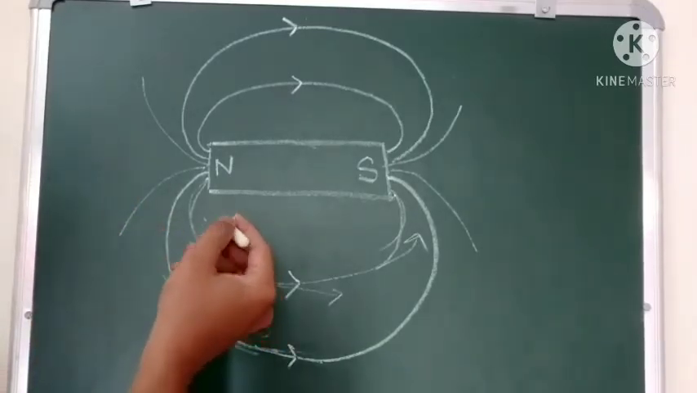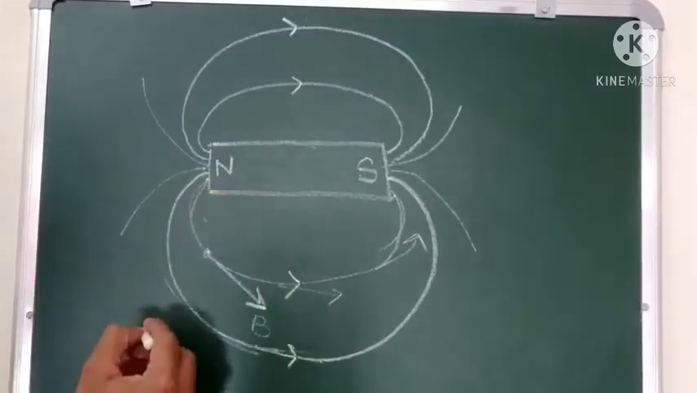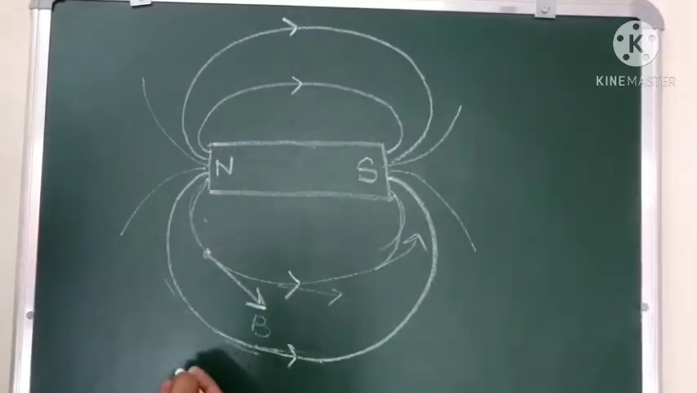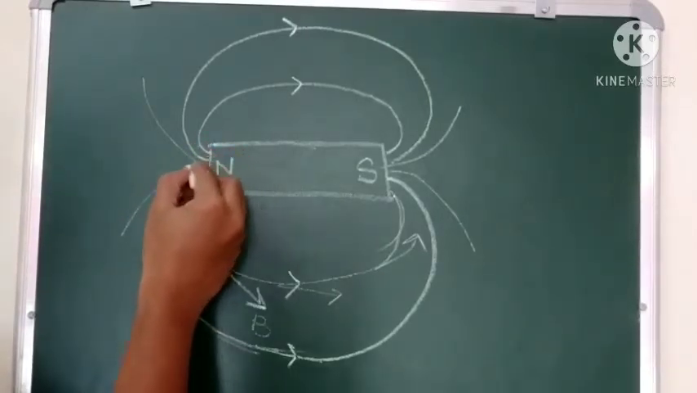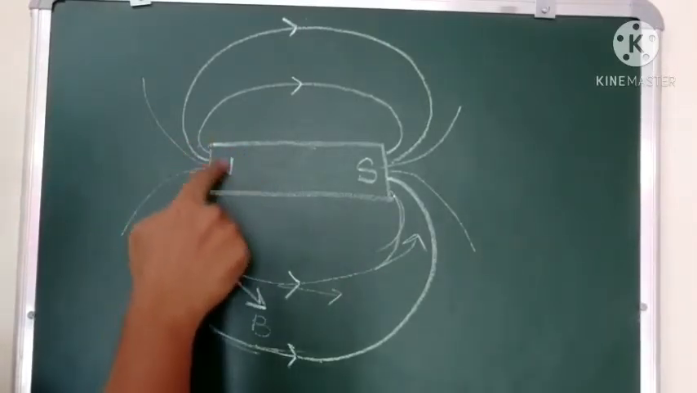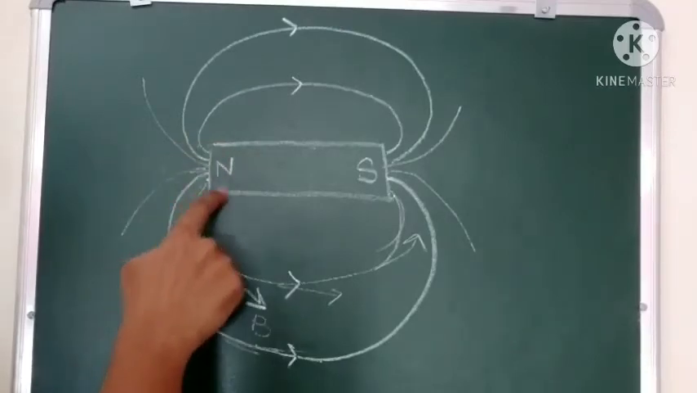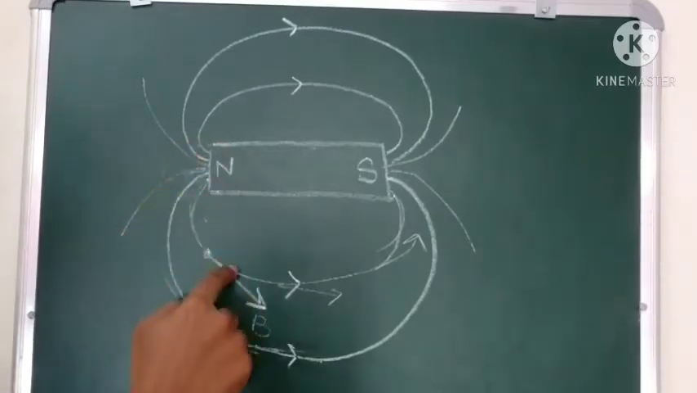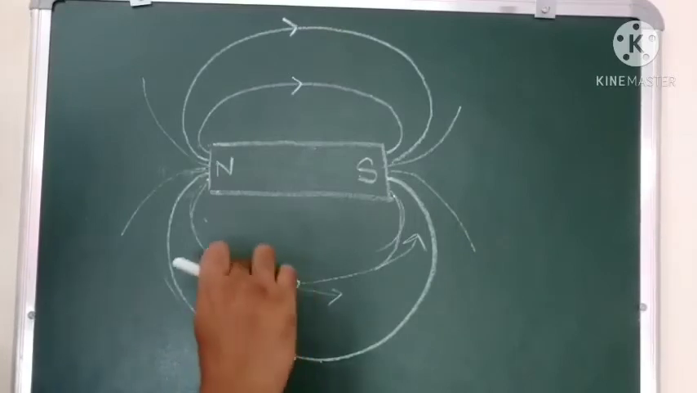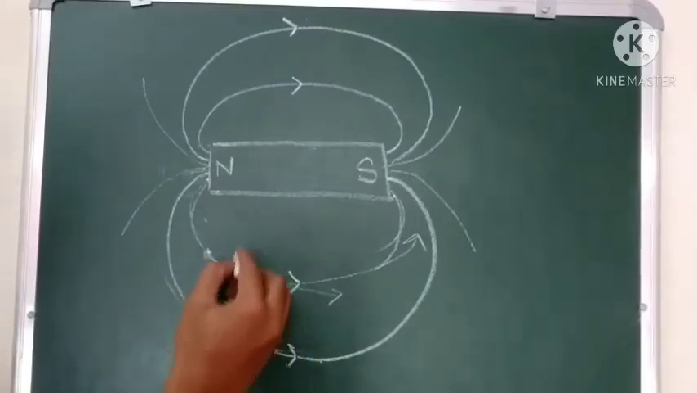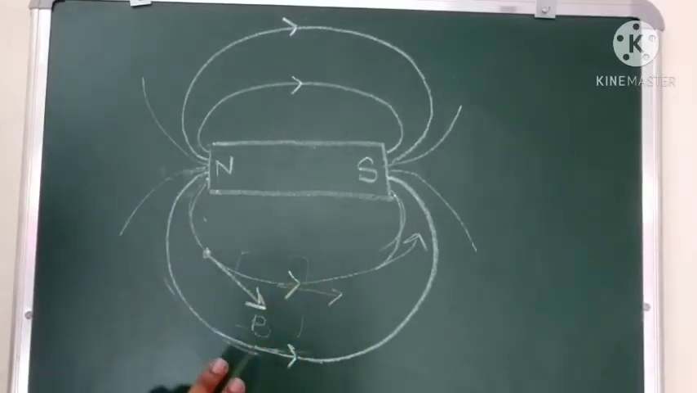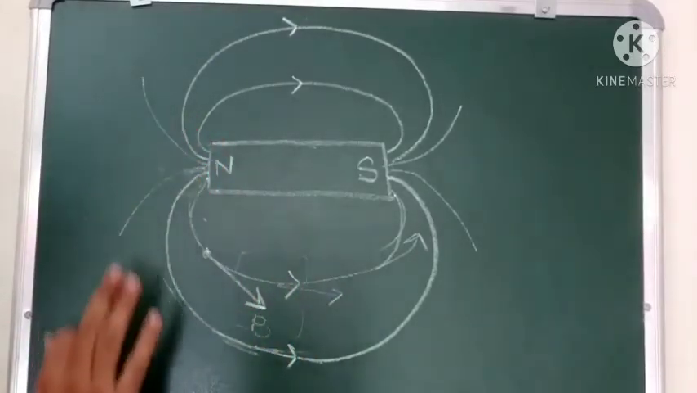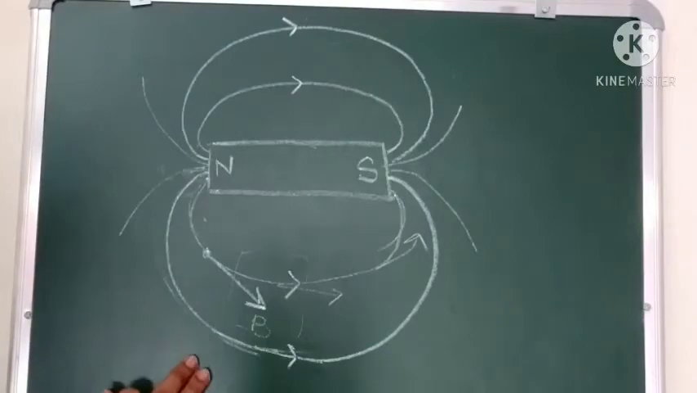Another property is that the density of the field lines gives the strength of the magnetic field. If you notice this area, you will see that many field lines are there. So there are more field lines, which means the magnetic field is stronger in this area. But here you will see the field lines are farther apart. The density is very low, so the magnetic field is lower here. So the density of field lines gives the strength of the magnetic field in that area.